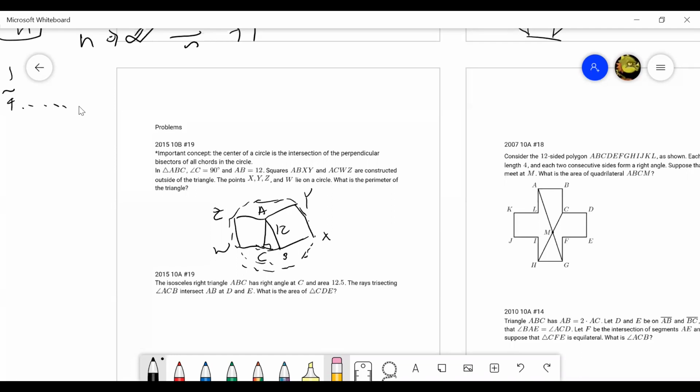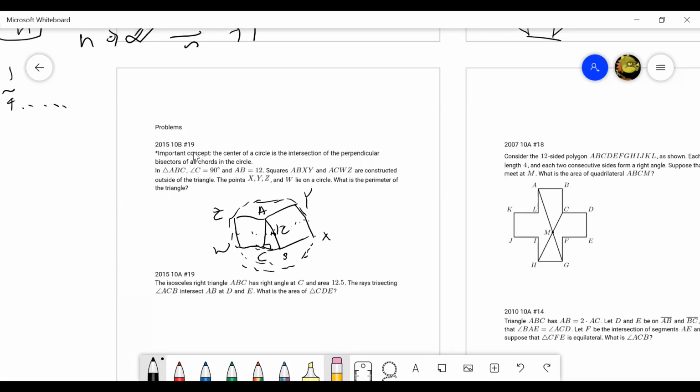And basically, there's a key insight to the problem here, and I wrote it here. The center of a circle is the intersection of the perpendicular bisectors of the chords in the circle. I kind of talked about this earlier with the circumcenter and the intersection of perpendicular bisectors. It doesn't necessarily have to be for an inscribed triangle, just for any chord within the circle. And the idea is that the intersection of the bisectors of ZW and XY is going to be the midpoint of the hypotenuse, the midpoint of AB.